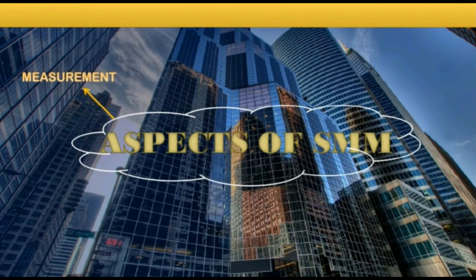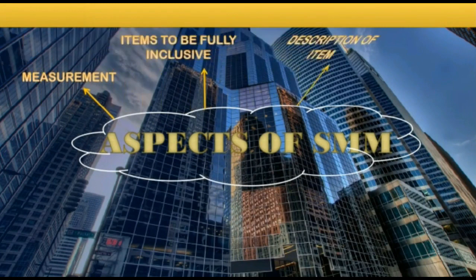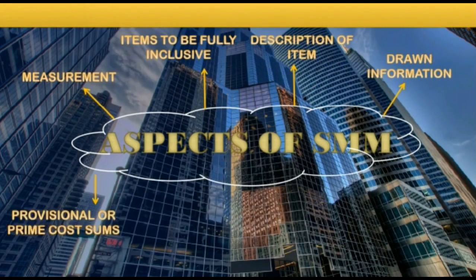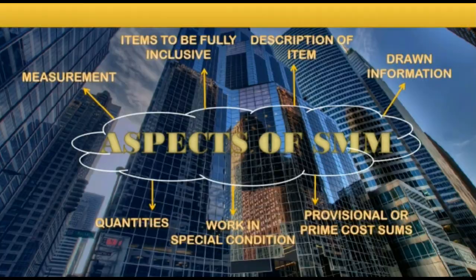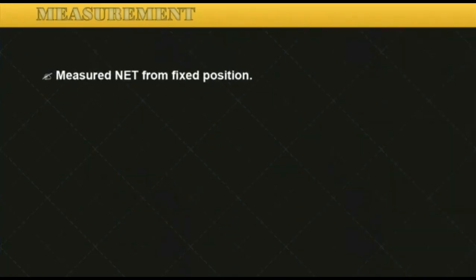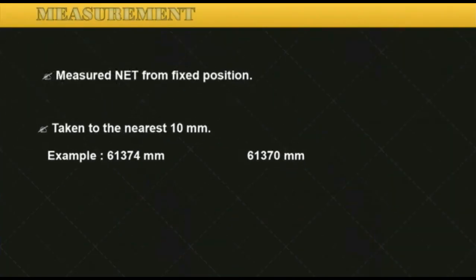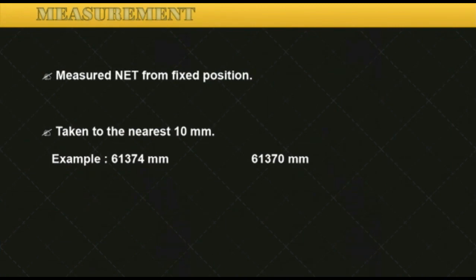Aspects of SMM, which are measurement, items to be fully inclusive, description of item, drawn information, provisional or prime cost sums, work in special condition, and also quantities. For measurement, it should be measured net from fixed position, and it should also be taken to the nearest 10 mm. As you can see the example in here.